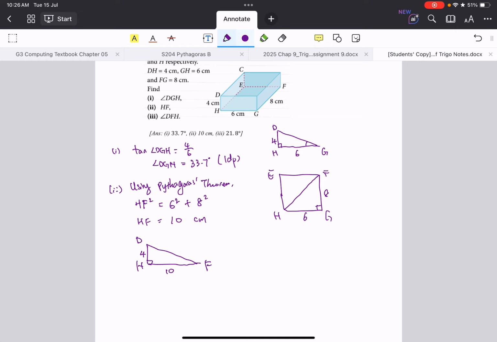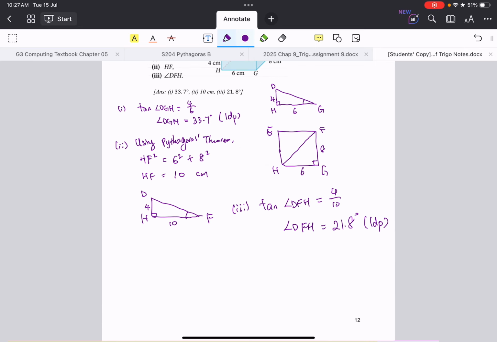So this question actually helps you, it's careful for you. HF is actually 10 units. So we want to find angle DFH, this angle. So part 3, tangent angle DFH is equal to 4 over 10. So angle DFH will be the tangent inverse of that. Let's use the calculator to work it out. We get 21.8 degrees, 1 dp.